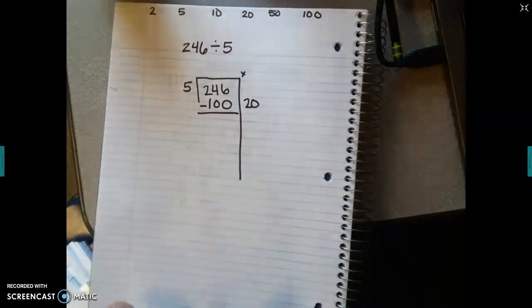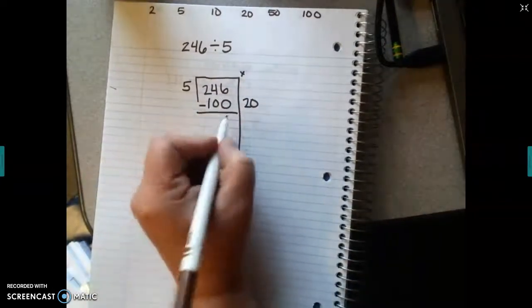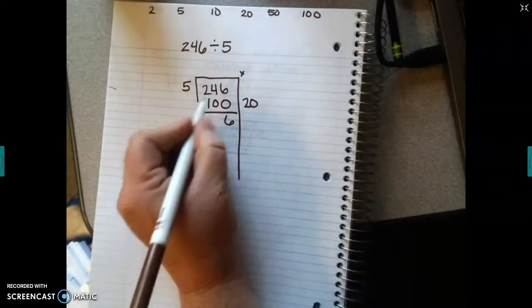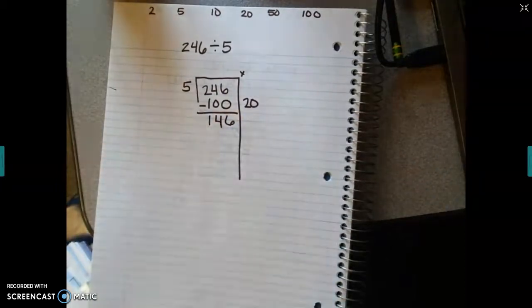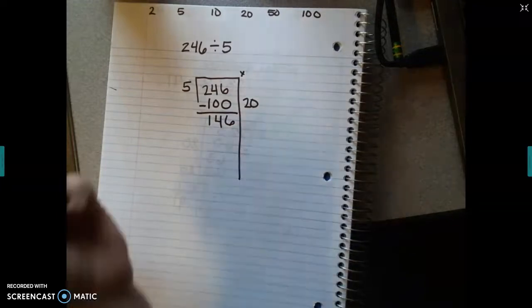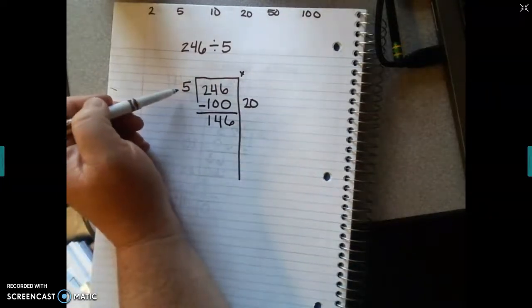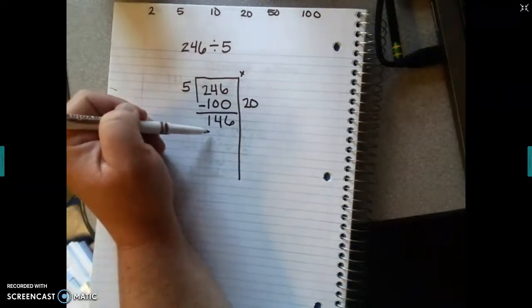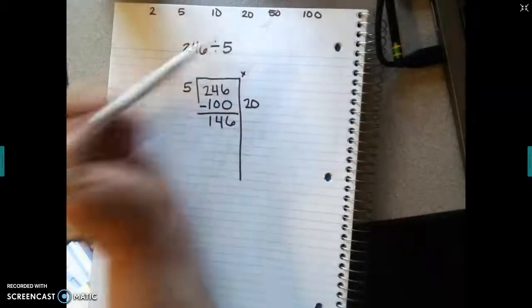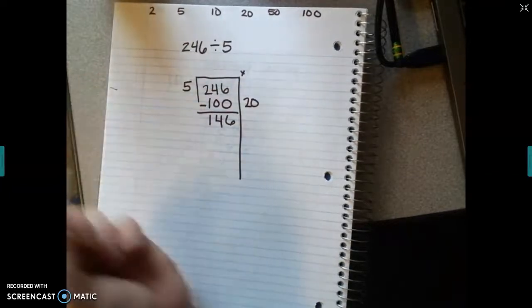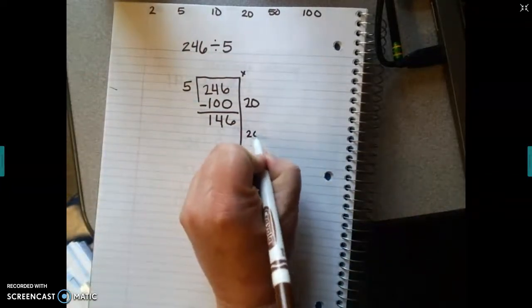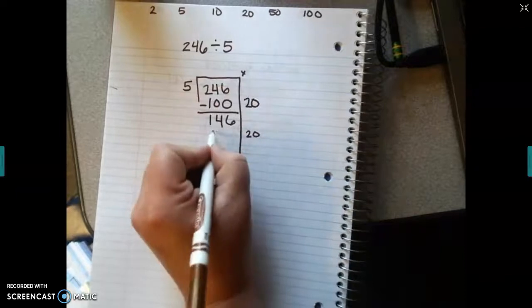We're going to subtract. 6 minus 0 is 6. 4 minus 0 is 4. 2 minus 1 is 1. So now we have 146. So we're going to start again. What can we multiply 5 by to get close to this? We know that 500 would be too big. 250 would be too big. 100 would be perfect. So let's do 20 again.